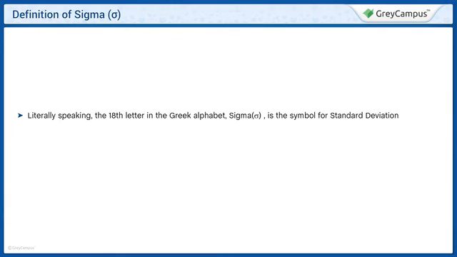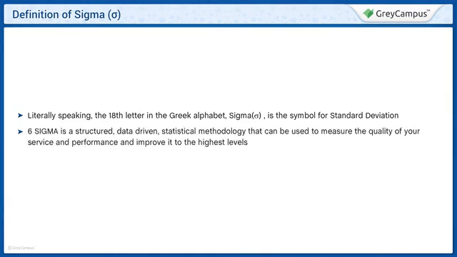A lowercase sigma is the symbol for standard deviation. The standard deviation is a measure of how spread out numbers are. In other words, it is one of the measures of dispersion or variation. Six Sigma is a data-driven statistical methodology used to measure the quality of service and performance. Its methodology is based on established statistical process control (SPC) techniques, data analysis methods, and systematic training of all personnel involved in the activity or process targeted by the program.